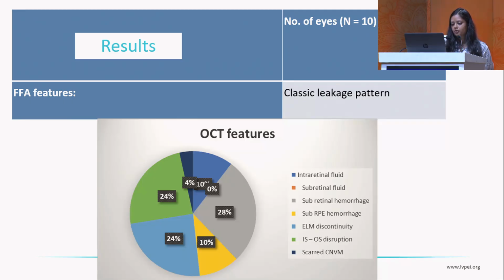Scarring was noted at baseline in about 4% of the patients. Intraretinal fluid was present in about 24% of the patients. No eye had subretinal fluid. Subretinal hemorrhage was noted in 28% of the eyes. External limiting membrane discontinuity was noted in 10%, and ISOS junction disruption was noted in 24% of the eyes.